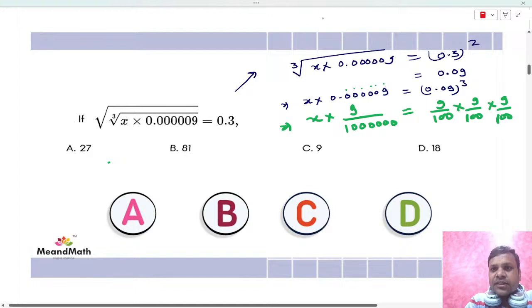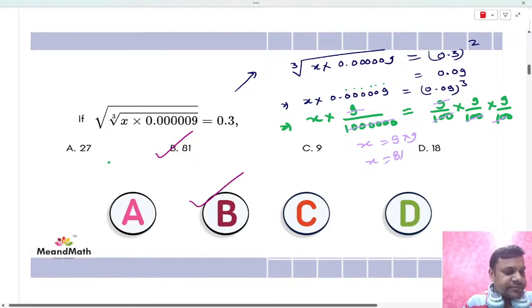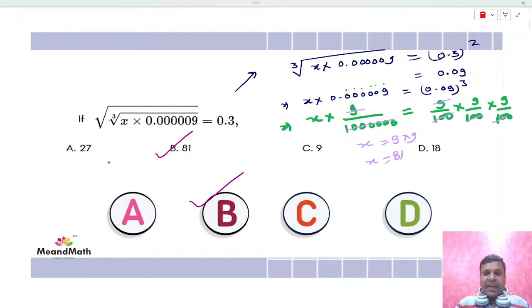I'm sure this is clear to everyone. Now cancel out: 6 zeros cancel out, 9 and 9 cancel out, so x is equal to 9 into 9, so x is equal to 81. 81 is the correct answer. B is the correct option. So class, is that clear to everyone? If clear, then give me a thumbs up.